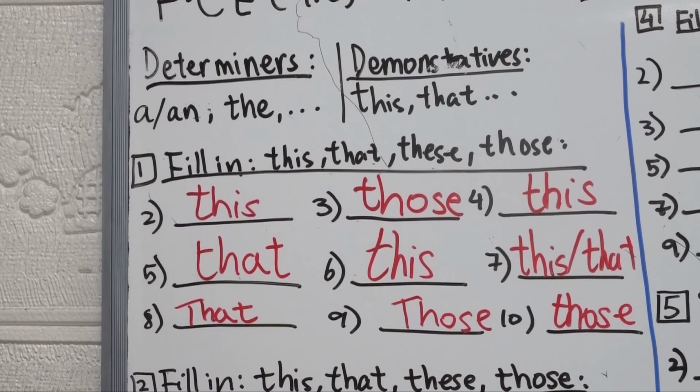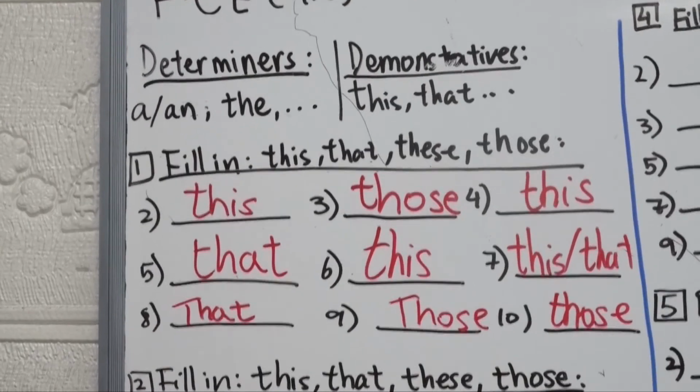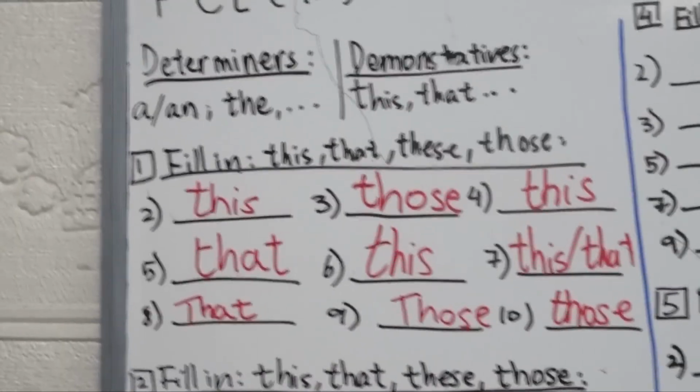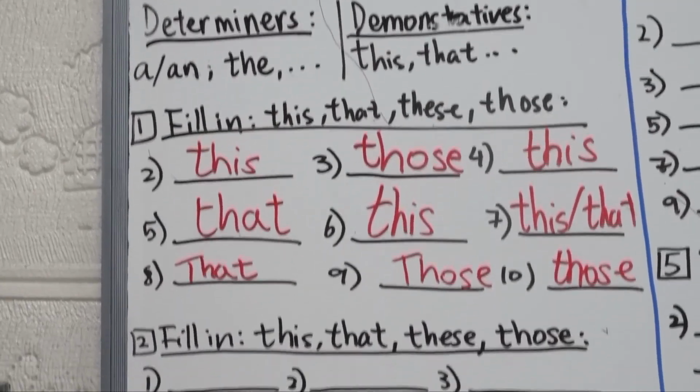So now let's go to part 2. Very simple as well, similar. Fill in this, that, these, and those. Again, we have 5 questions. Number 1 has been done.